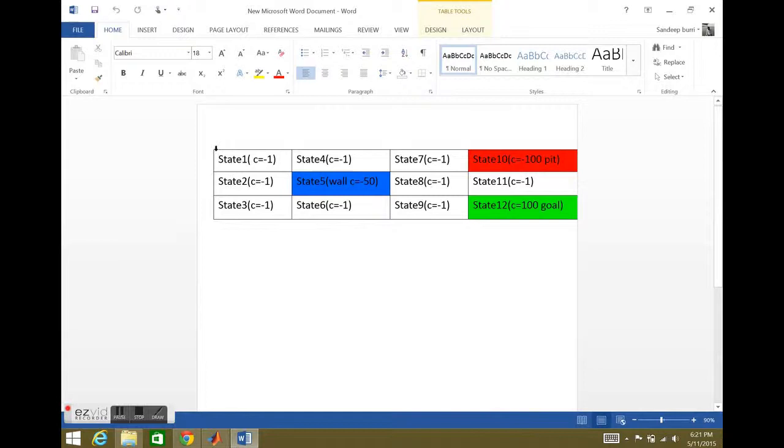So the problem here is we have a world which is a 3x4 matrix with 12 different possible states, and there is a robot, and it should traverse through all the states without hitting the wall, which is state 5, and not falling into the pit, which is state 10, and reaching the goal, which is state 12. Like I said, this is a partially observable system, and we don't know exactly where the robot is. All we have is a probability distribution based on the measurement that's given to us.